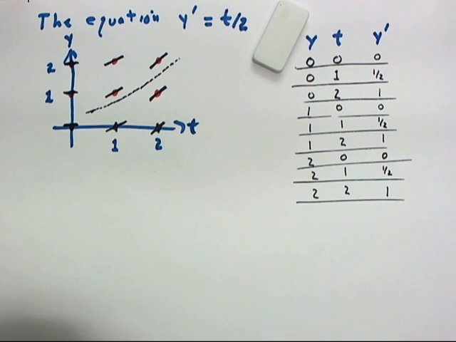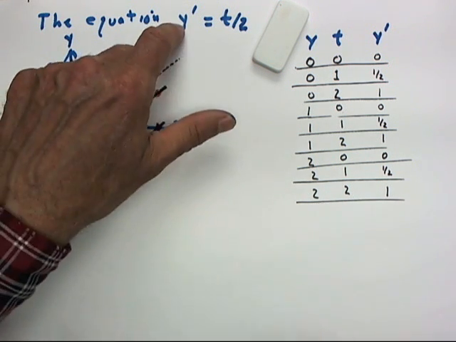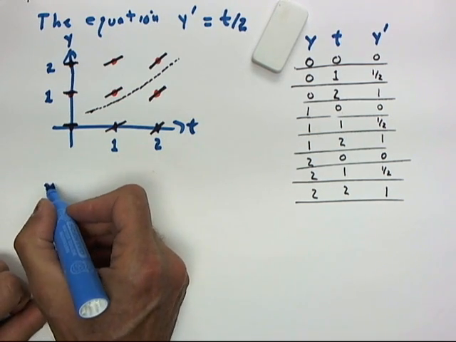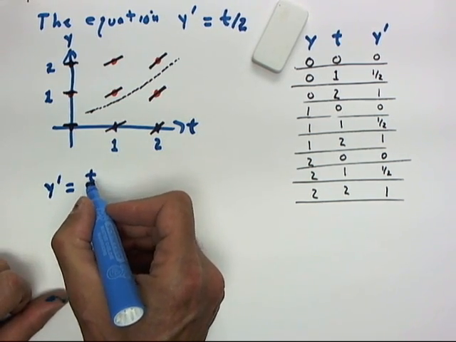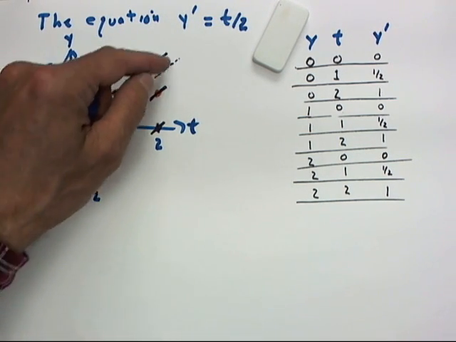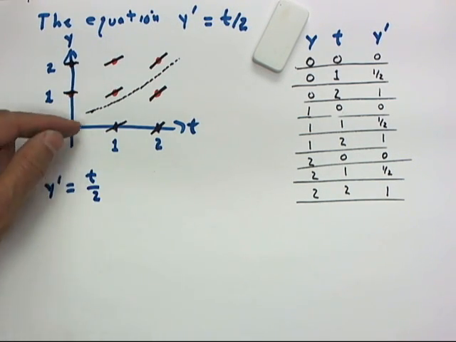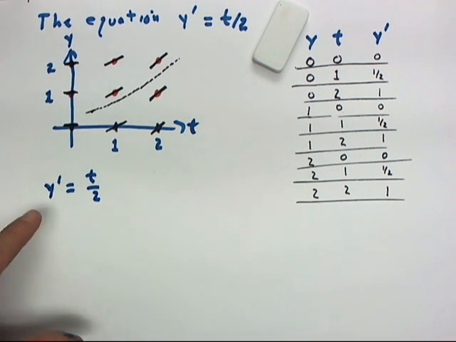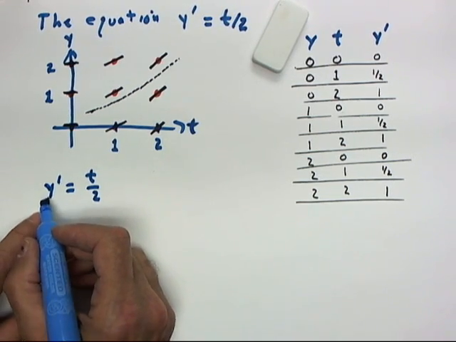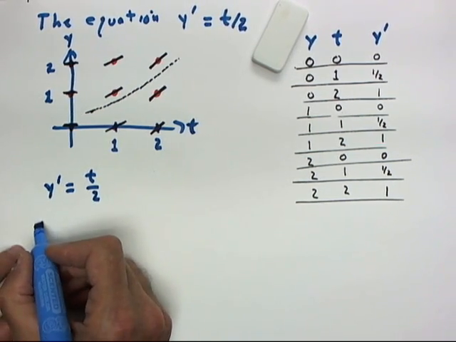Now we can do more than that. This equation y prime equals t over 2 can be easily solved. We can see exactly what these curves should be, and then we could compare the curve we've sketched with the curve as it should be. Y prime equals t over 2 means that the derivative of y with respect to t is t over 2.